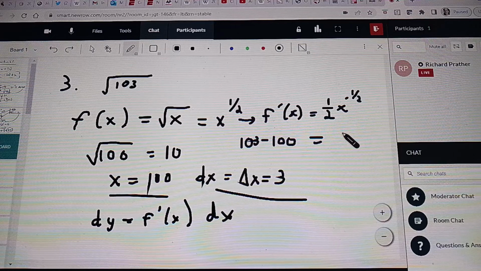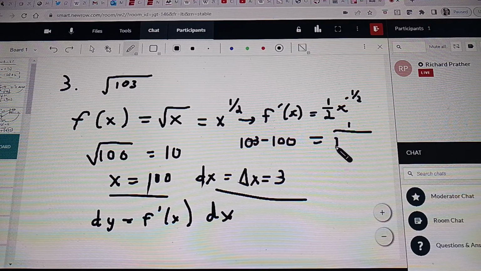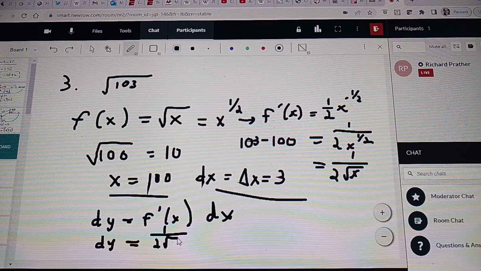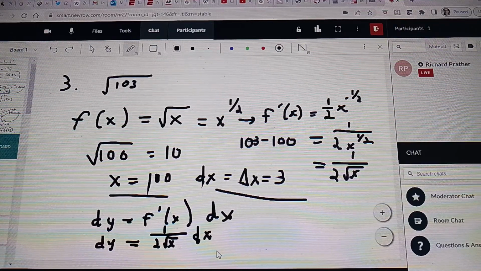And then you could write that a couple of different ways. I could put the x down in the denominator and make it positive 1/2. And then because I'm going to be plugging numbers into it, I would probably put it back as a radical. Thus, x to the 1/2, same thing as square root of x. So the change in y will be the derivative of x, 1 over 2 square root of x times dx. This is what I'm going to be working with kind of in generic form first.